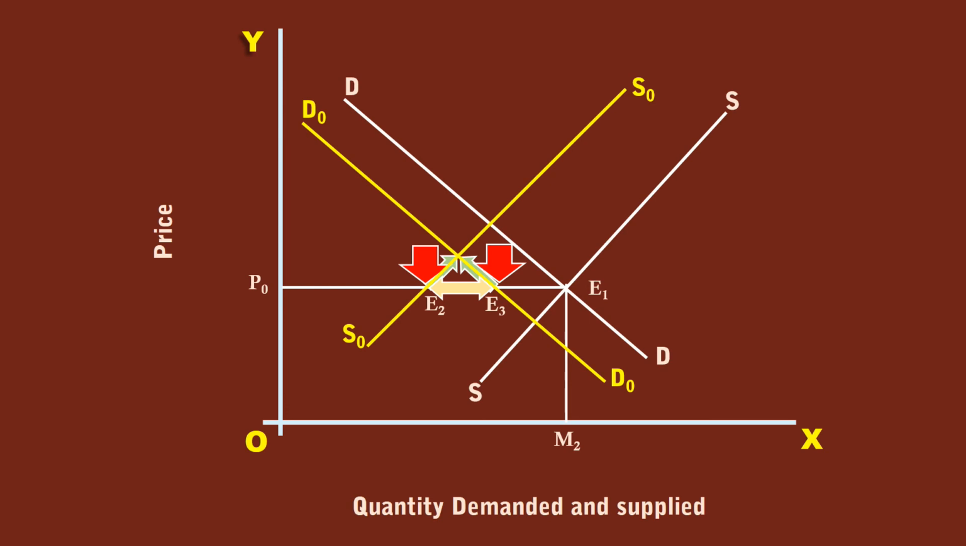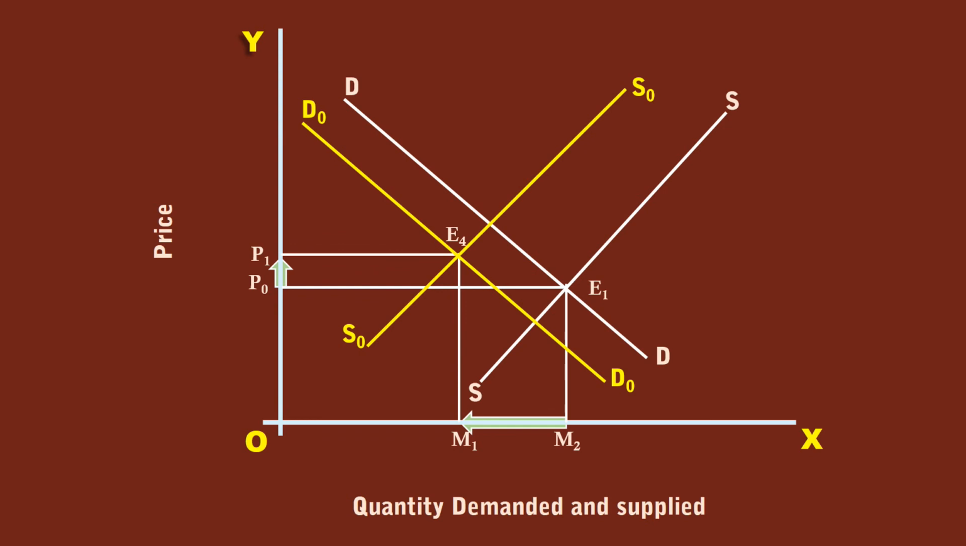At last, a new equilibrium is reached at E4, where new demand curve D0 D0 cuts the supply curve S0 S0. The new price is P1. This is higher than P0. The new equilibrium quantity is M1. It is less than M2. The net result is the price increases from P0 to P1. The quantity decreases from M2 to M1.